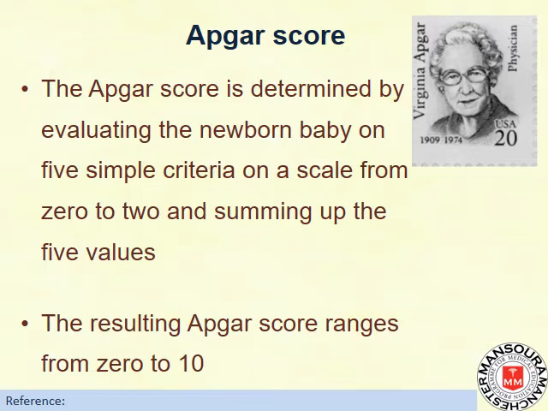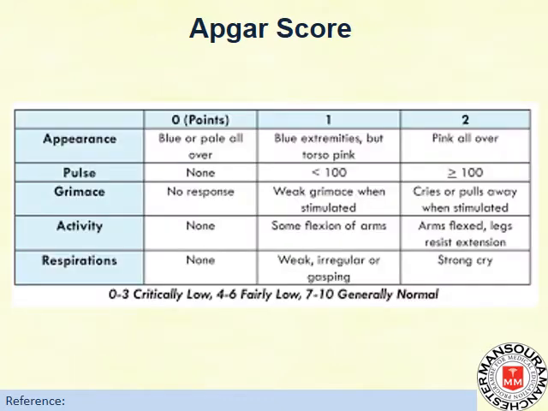Apgar score is determined by evaluation of the newborn baby on 5 simple criteria on a scale from 0 to 2 and summing up the 5 values. The resulting Apgar score ranges from 0 in the worst case scenario to 10 in the best case scenario. And this is the Apgar score. On the left-hand side, you will see the 5 items we assess: the appearance of the baby, the pulse, the grimace, that is a response to a catheter in the nostril of the baby, the activity, and respiration.